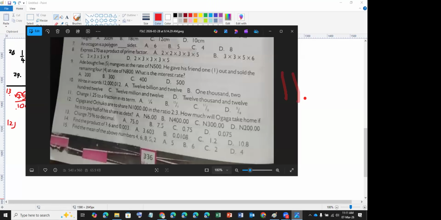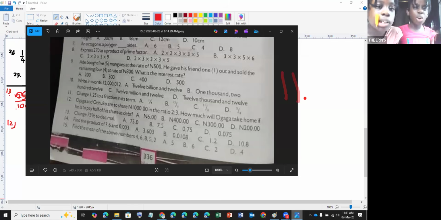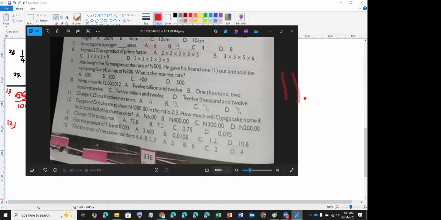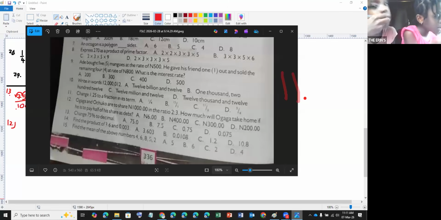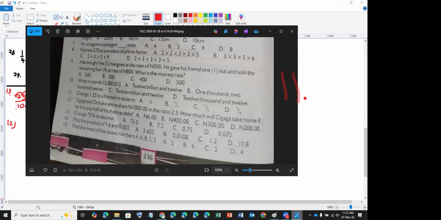Ogaga and Ochuko are to share 1,000 naira. It doesn't matter right now. What matters is the question. They are to share 1,000 naira in the ratio 2:3. The question now is, how much will Ogaga take home if he has to pay half of his share as debt?